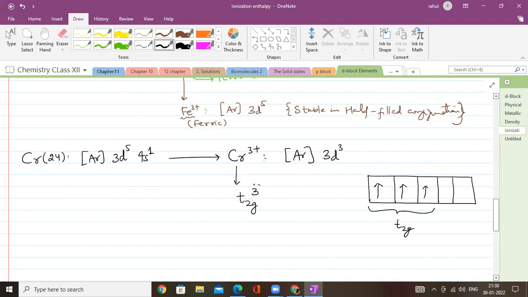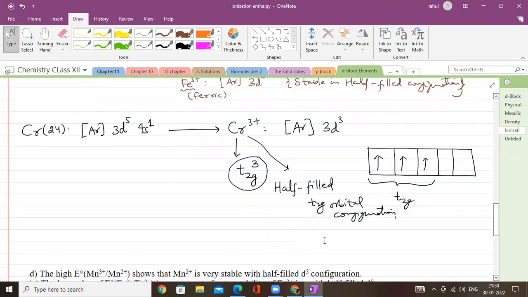T2g3. So since chromium is always stable in +3 oxidation state due to half-filled t2g orbital configuration, it won't be converted into any other higher or into the lower oxidation state.